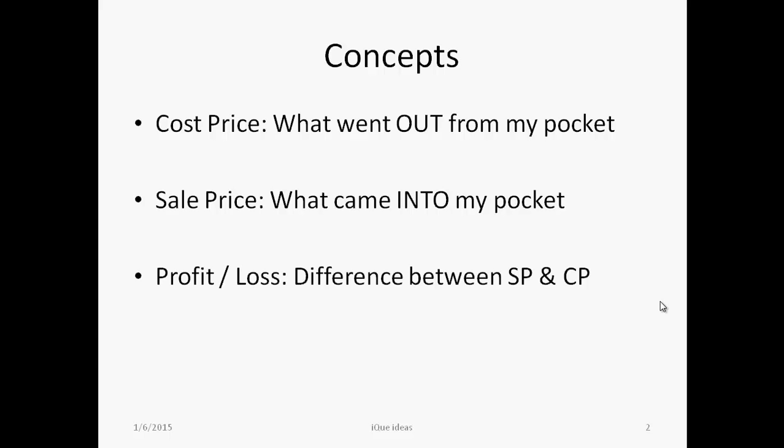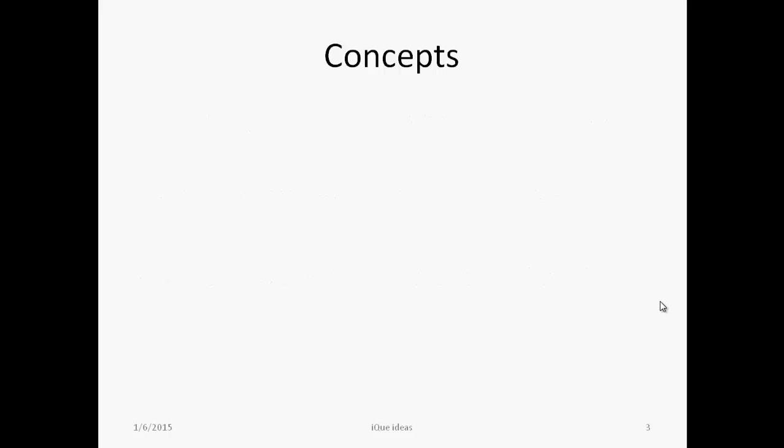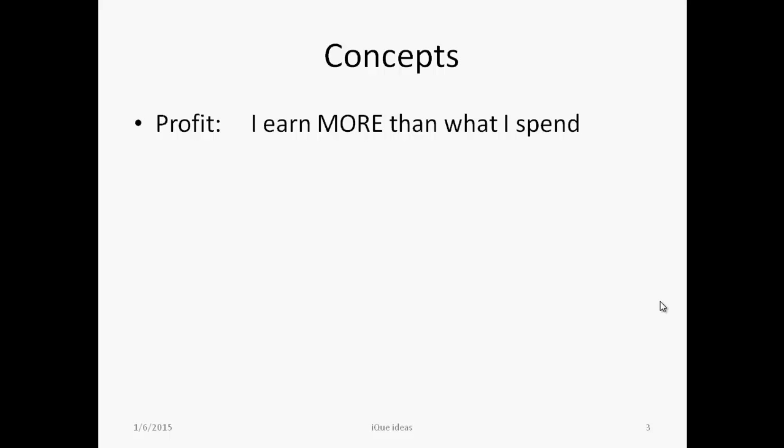So the profit or loss that you would incur in such transactions is basically the difference between what you spent in getting the product and what you earned by selling the product. In other words, profit or loss is nothing but the difference between the sale price and the cost price. So you earn a profit if you earn more than what you have spent in getting a product. You get an item for 100 and sell it for 120, then you earn 20 rupees more. That would be a profit for you.